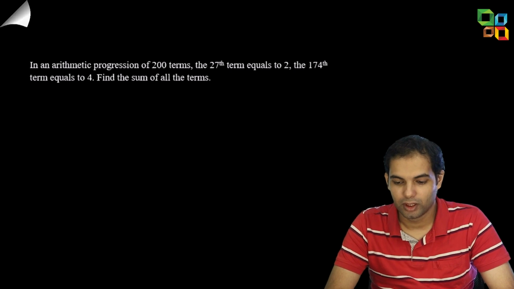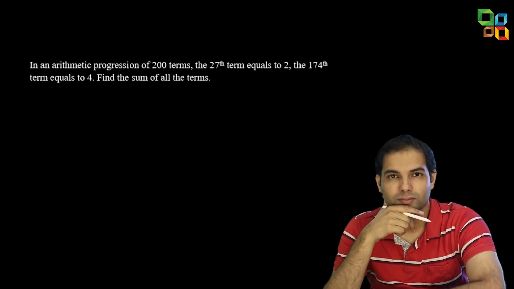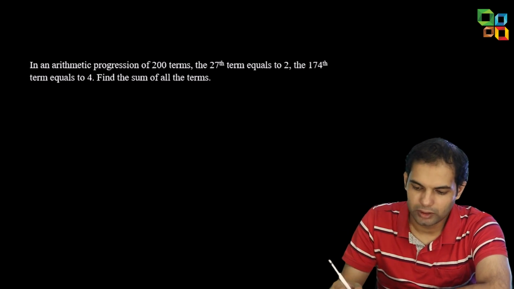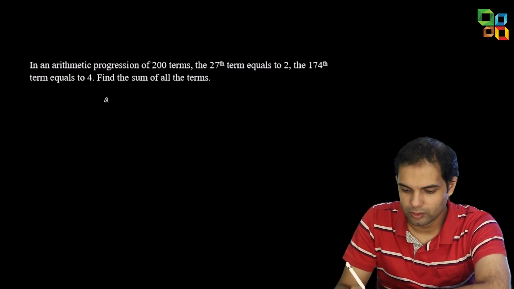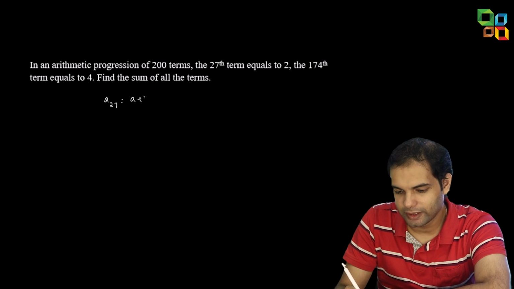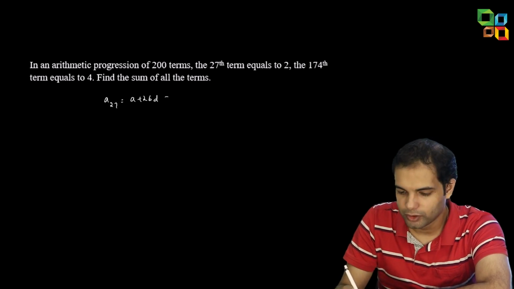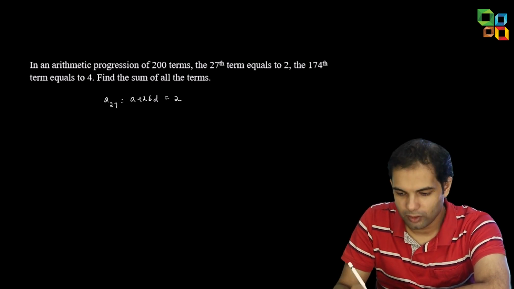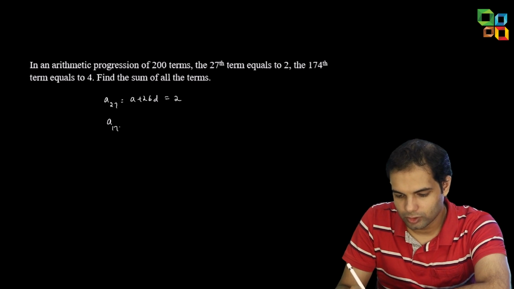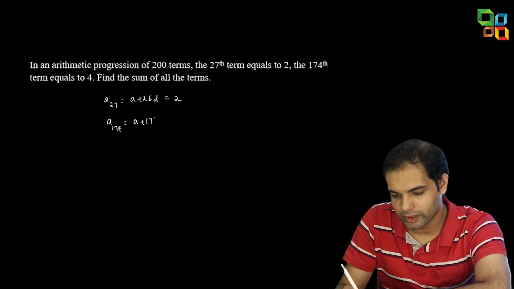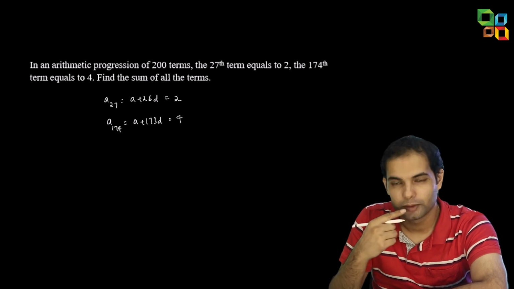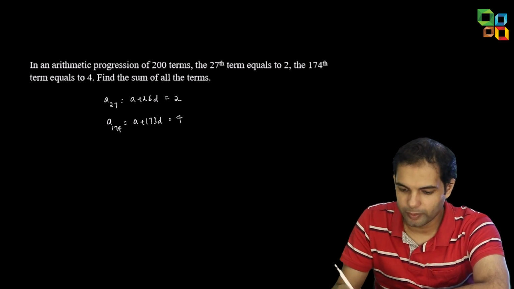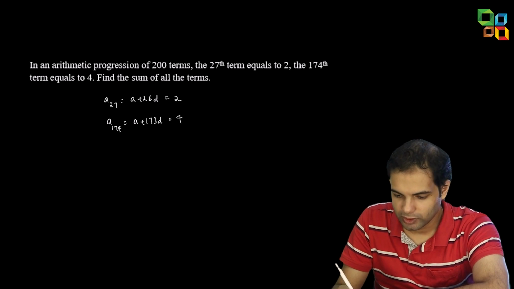How did you find out? First I found a and d because we get two equations. Tell me what are the equations? a plus 26d is equal to 2. This is the 27th term. And a plus 173d is equal to 4. Then I found a and d. You subtracted these two. Okay, so let's see what we get.